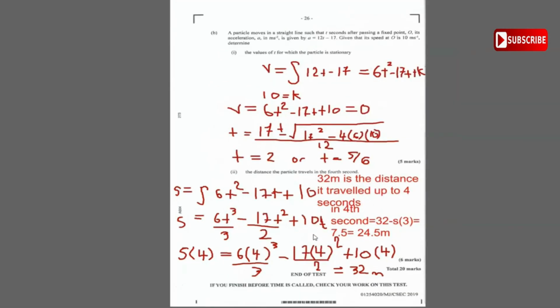That's it. This takes care of this paper. Nice and easy.